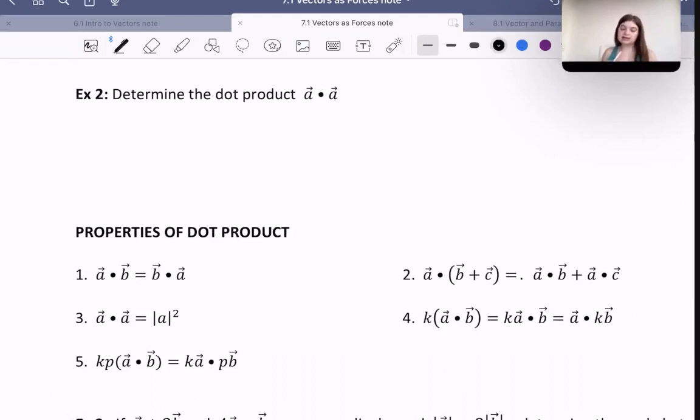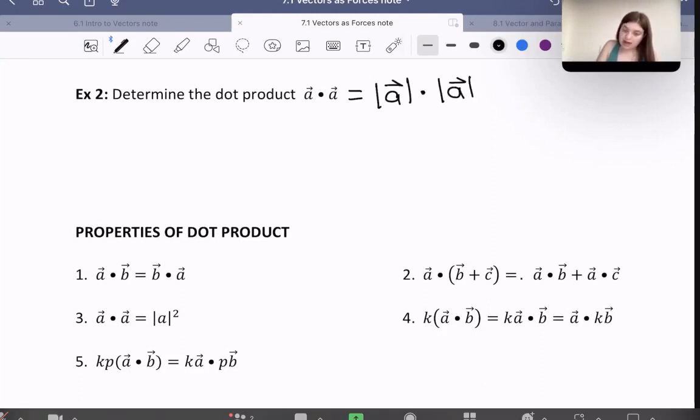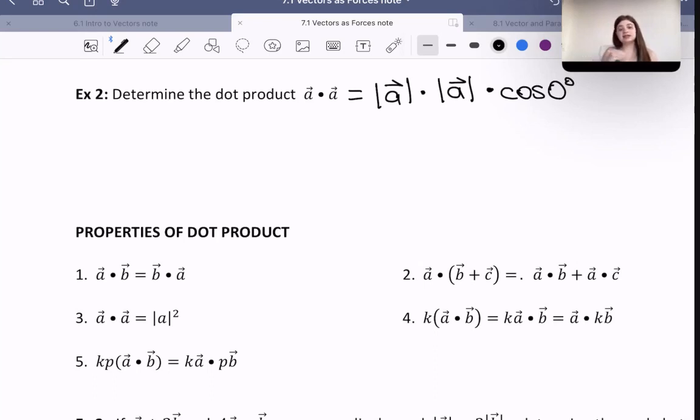In this case, they haven't really given us much information, but what we do know is that we're going to get the magnitude of A times the magnitude of A times cosine of 0. Now, how do we know it's cosine of 0? Because it's just A dot A, right? So whatever direction the first vector A is going in, the second A is going in that same direction. And so there's not actually going to be any angle between them when we put them tail to tail, right? It's just going to be the same vector twice, pretty much. And so that's why it's going to be cosine of 0.